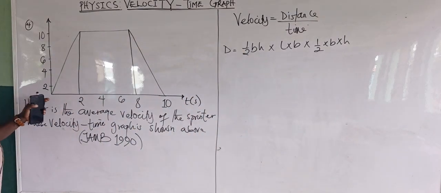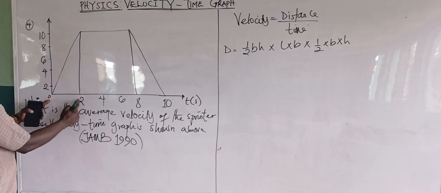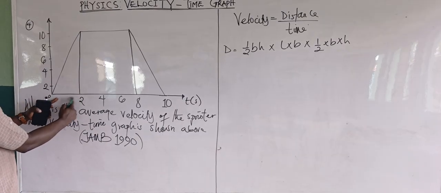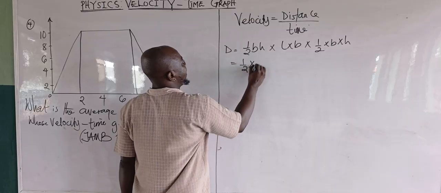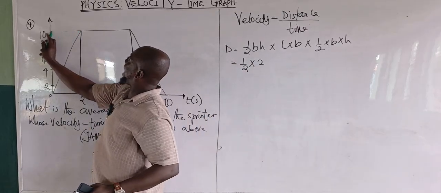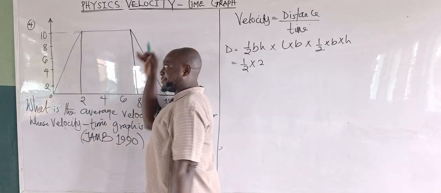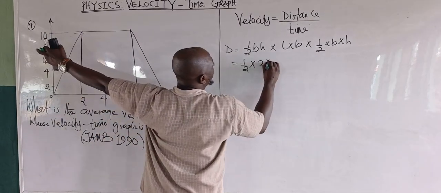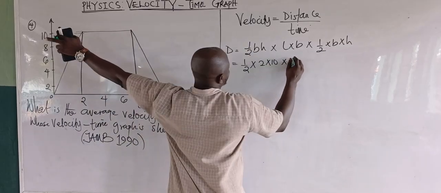Now let's get our base for the first diagram. The base is this one here, from here to here, 2. So I have here to be 1 over 2. The base is 2. We are using the height here. Look at the height. The highest part where the sprinter maintained the speed is 10. That's what all the diagrams use. So my length is 10.